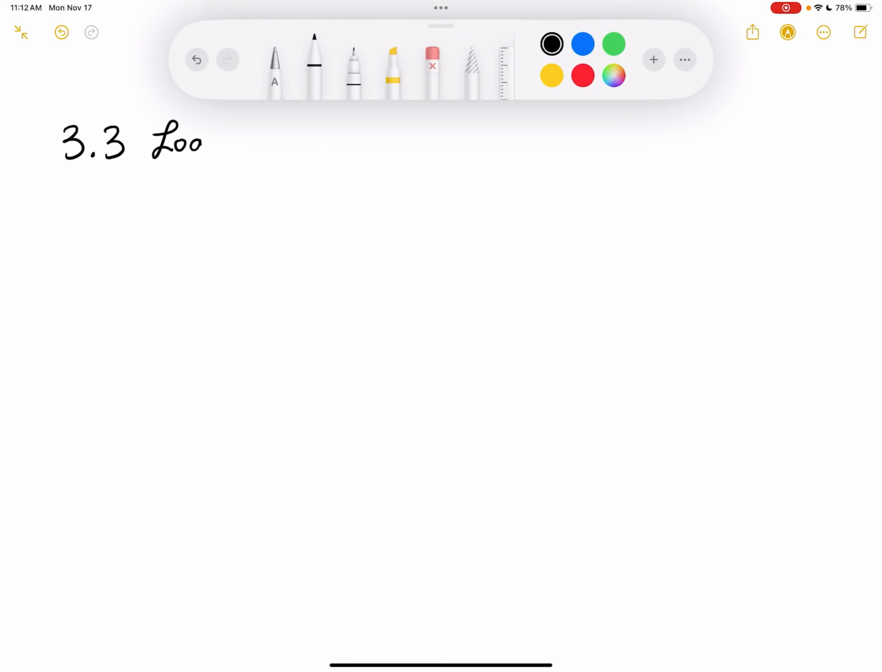All right, 3.3 logarithmic functions and their graphs. We're not really doing anything with the graphs of them because your calculator does that for you, but just solving them. We'll be doing a bunch of those.